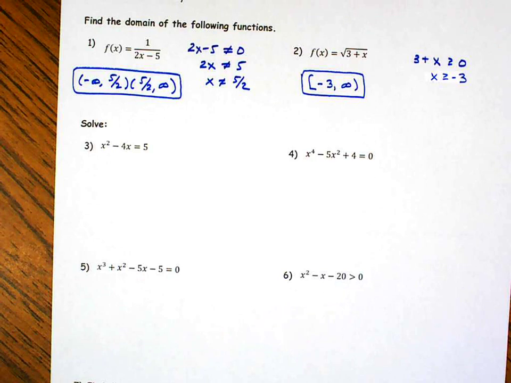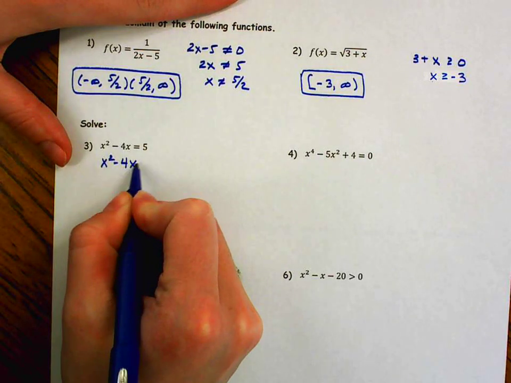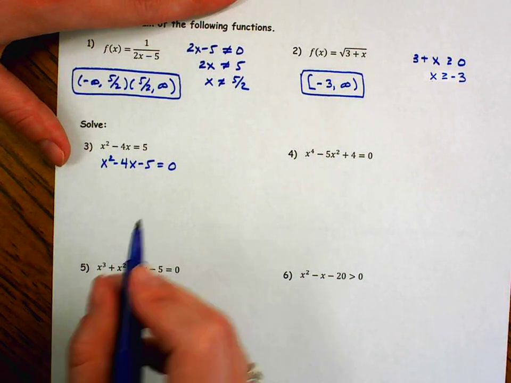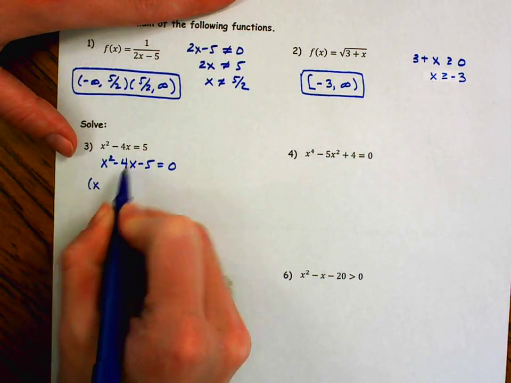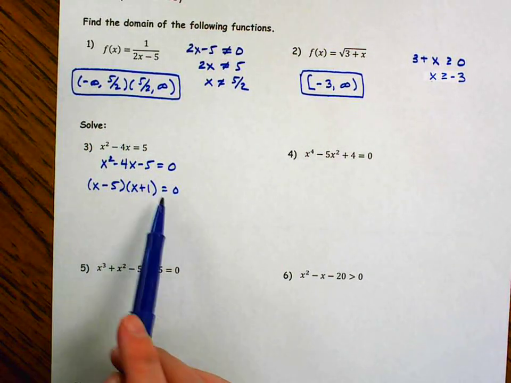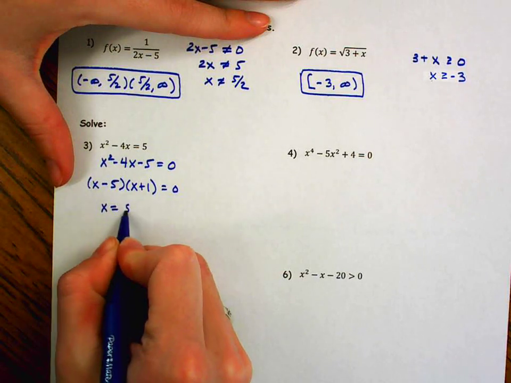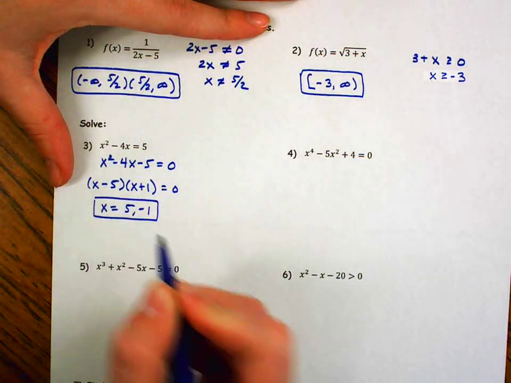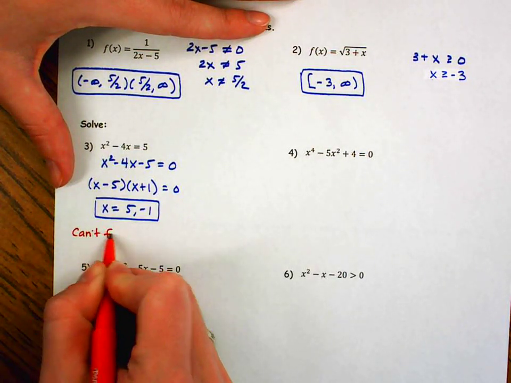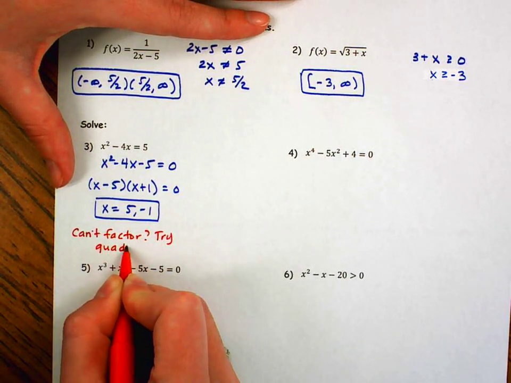It's asking us to solve, so I want to find the values of x that make this true. Remember, the easiest thing to do is always to start by getting 0 on one side. Okay. So the first thing I want to try is just see if I can factor this. It's always the easiest option, and it looks like I can, because I have two things that multiply to -5 but add to -4. So in this case, my zeros are 5 and -1. Now let's say I couldn't factor it. If you can't factor, then you're going to try the quadratic formula. So I'm just going to make a little note. Can't factor? Try the quadratic formula.